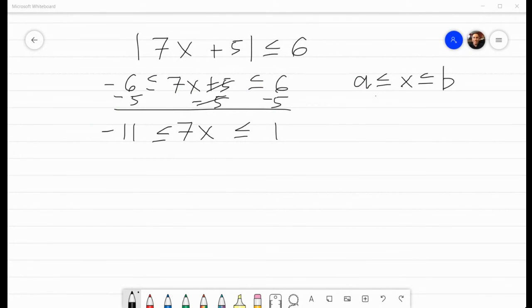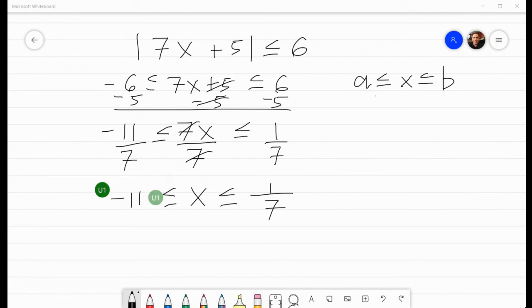But again, we want x all alone. We don't want 7 times x. So what do we do? Divide both sides by 7, like so. Okay. And so in the middle, the 7's go bye-bye. We get x less than or equal to 1 divided by 7. On the other side, it's greater than or equal to negative 11 over 7.